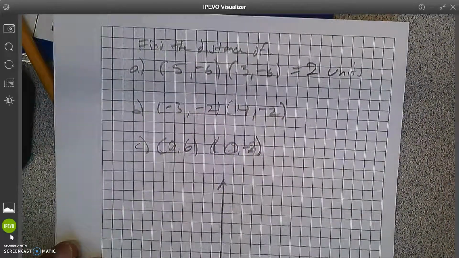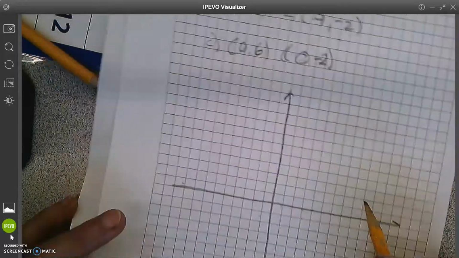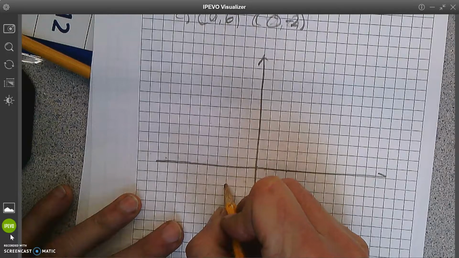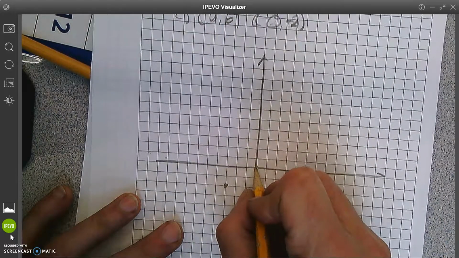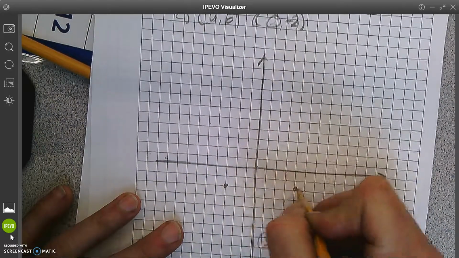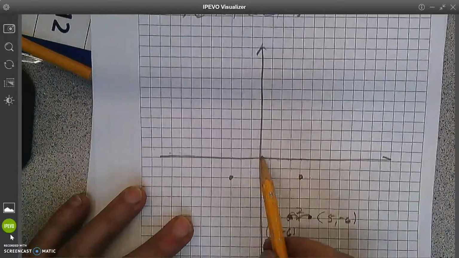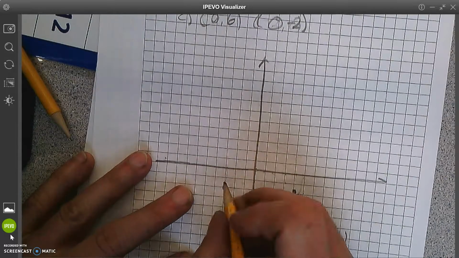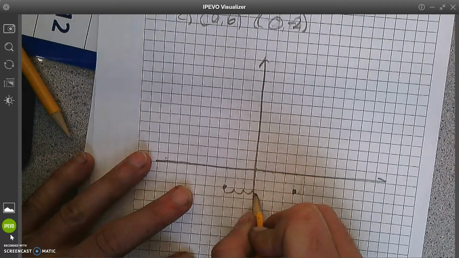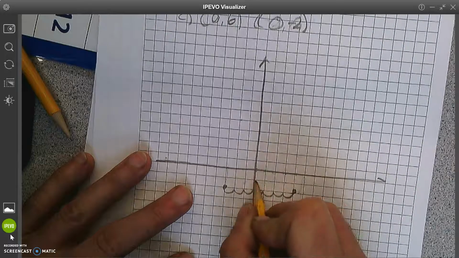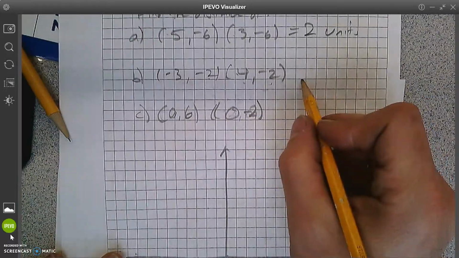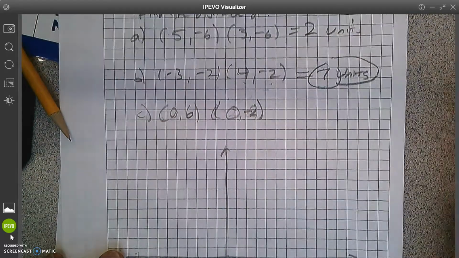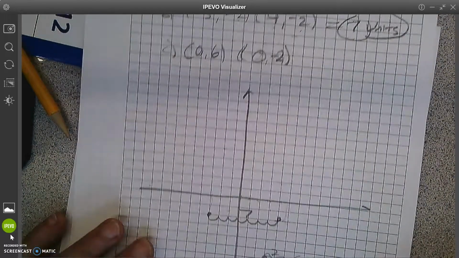What's the distance? Ready, set, go. Hopefully plotted it. Let's see. So -3, -2. Boom. And 4. 1, 2, 3, 4, -2. So -3, -2. 4, -2. All right, distance. 1, 2, 3, 4, 5, 6, 7. There we go. This distance is 7 units. There's a more formal term, 7 units. Got it. Okay, last one.